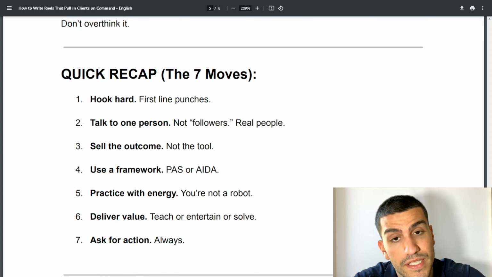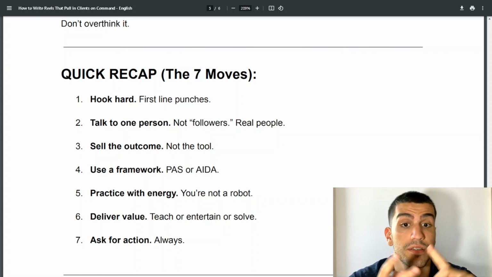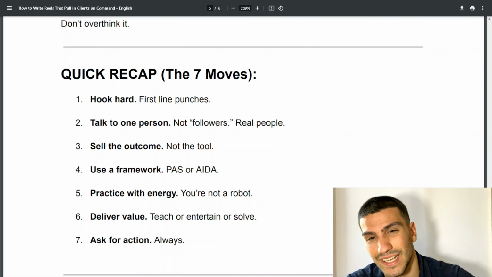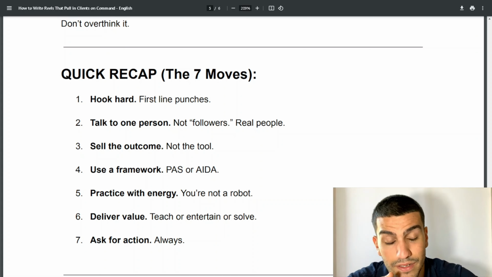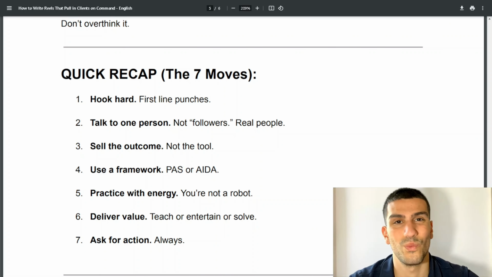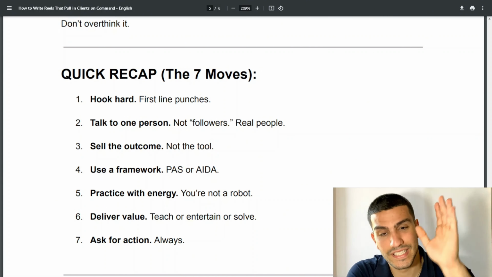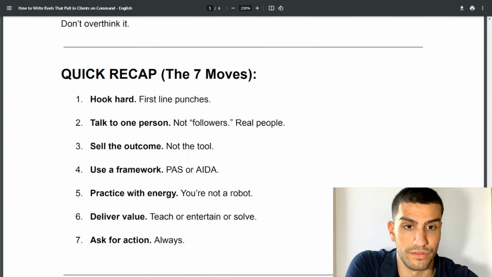So, number 6, you gotta teach them something, entertain them, or solve something. Entertainment, I don't really like it. It doesn't get money in, and why do we need this if we're not making money? So, teach them something or solve something.